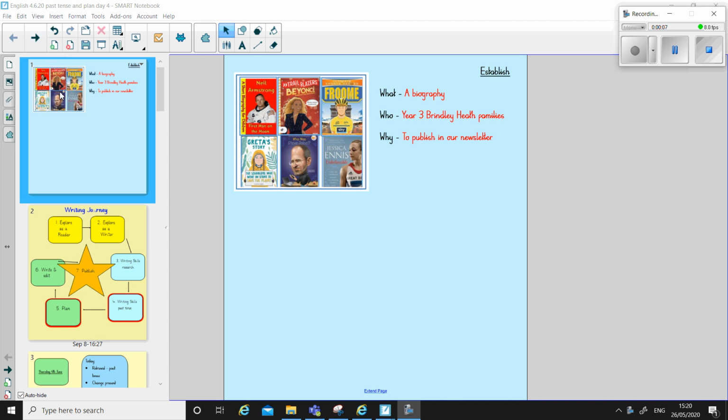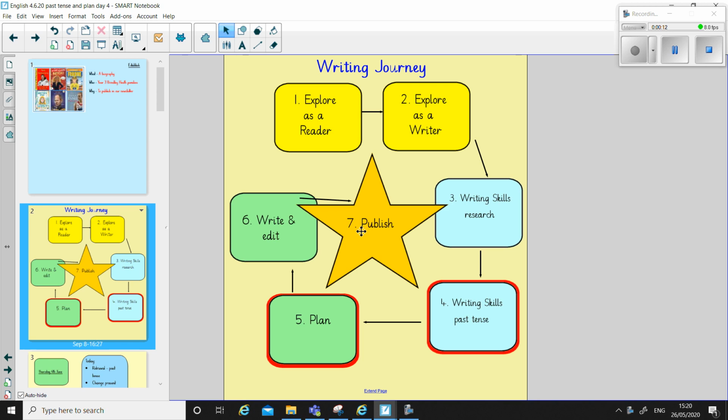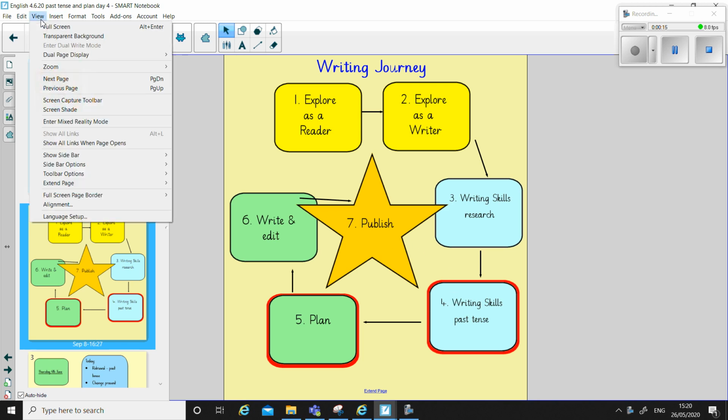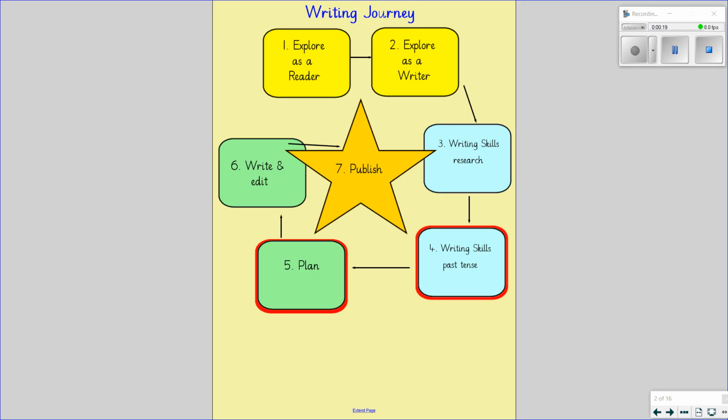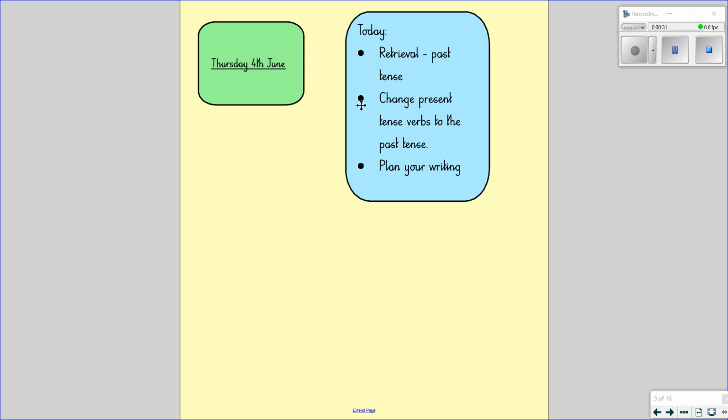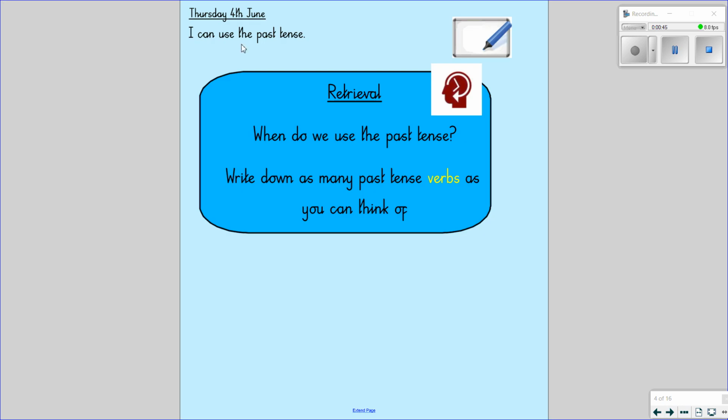So we are going to have a look today at thinking about the tense that we're going to use. Let's have a look. We'll look at the tense, which is the past tense, and we'll also be moving on to a bit of planning so that we can finish up in time for tomorrow. So we're going to be having a think about what the past tense is and why we use it and how we use it. We're going to change some present tense verbs to the past tense, and then you're going to plan your writing. So your I can is I can use the past tense.